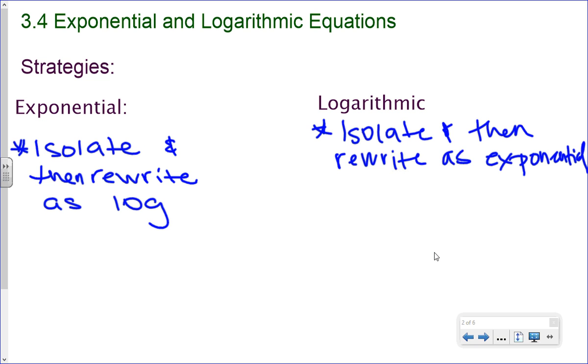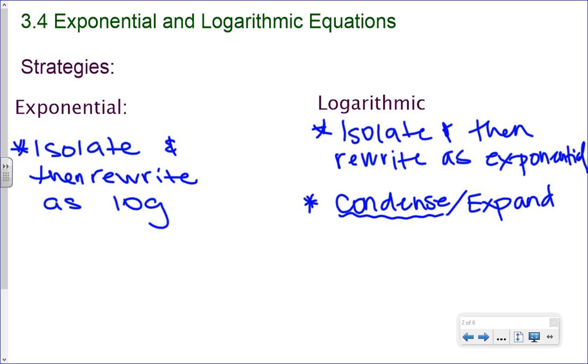There are a couple other things we need to consider when solving these equations. You have a good start. You recognize, all right, we can change forms. However, that's not always our only option. There will be times that you will need to use your condensing or expanding properties before you can rewrite. Most of the time it's going to be the condensing. Condense it down to one logarithm so you can rewrite, okay?